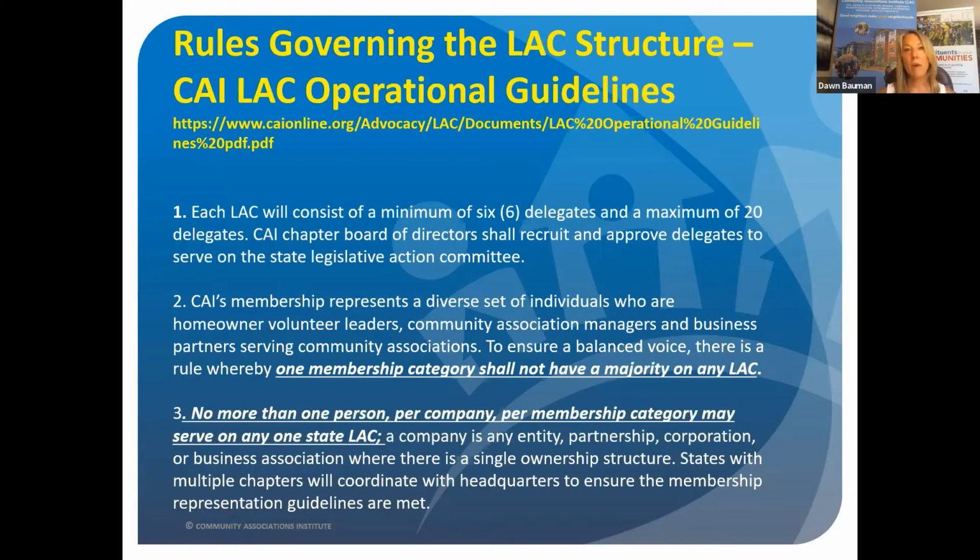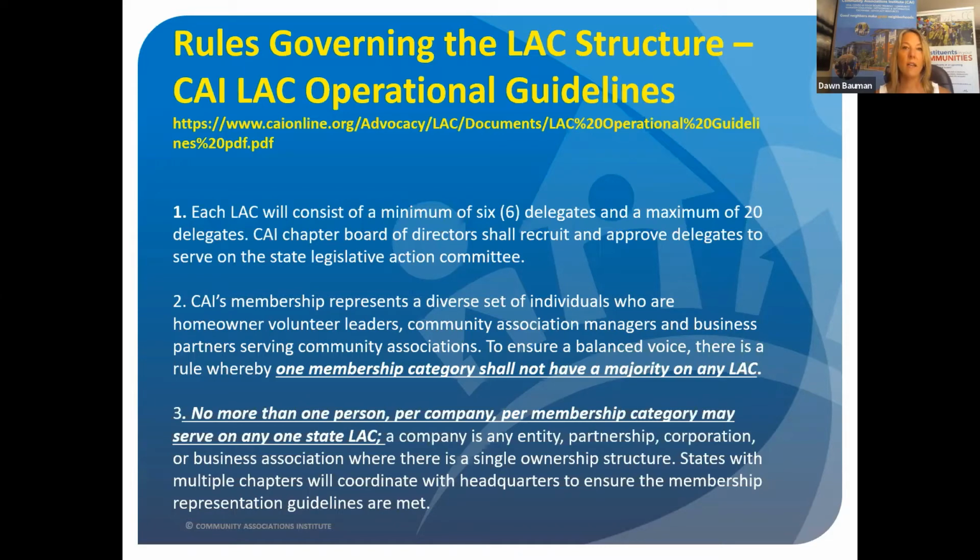And when we talk about membership categories, it's pretty clear. It's managers, homeowner leaders, and business partners. So no one of those 3 groups can have a majority. Even if it's business partners, if you have a mix of insurance, landscape, attorney, you still can't have more than 6 on that 11-person Legislative Action Committee.